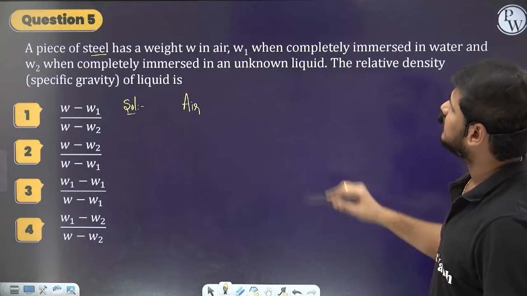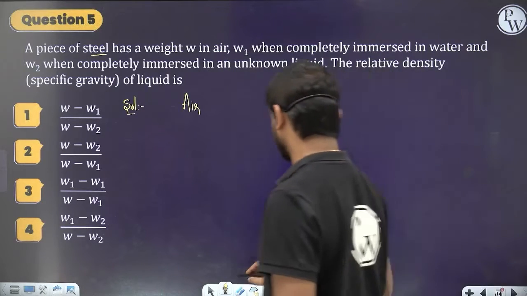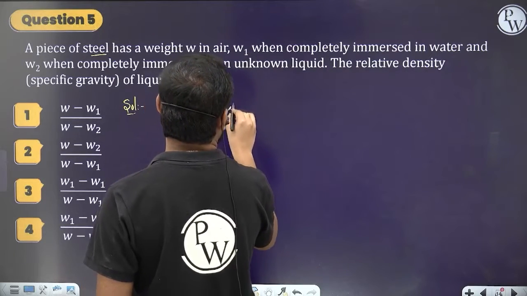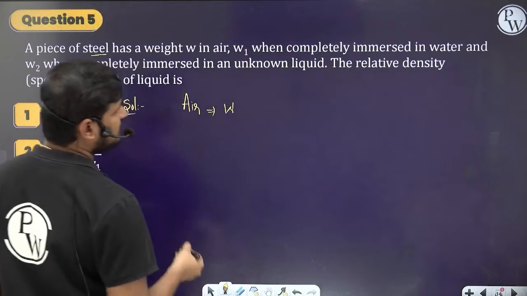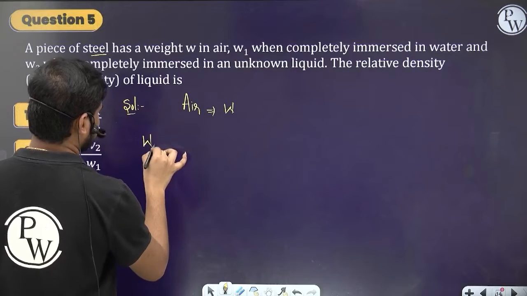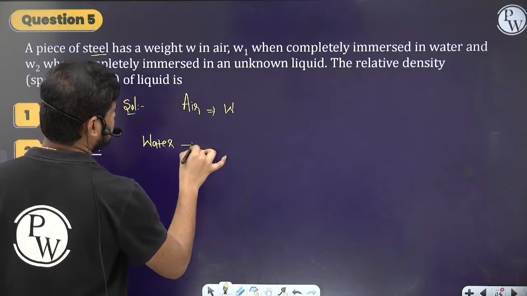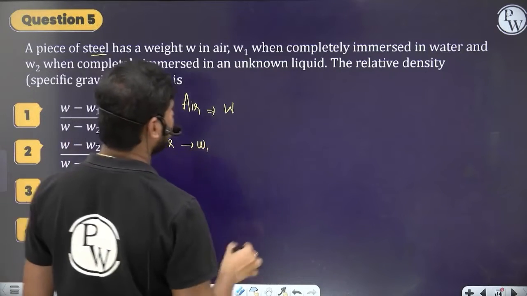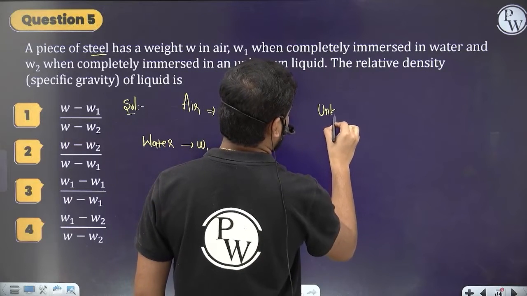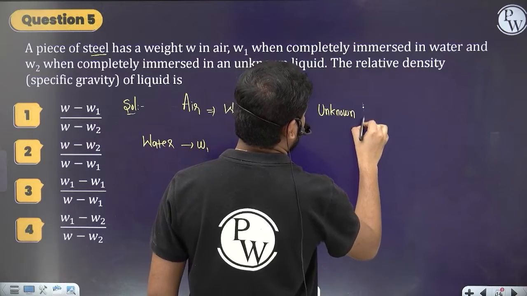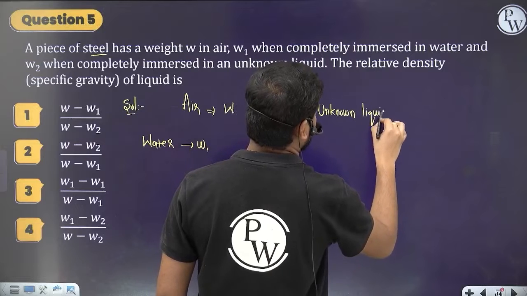Sorry, wait. In air its weight is W. Now, when it is immersed in water, its weight is W1. And when it is immersed in the unknown liquid, its weight is W2.